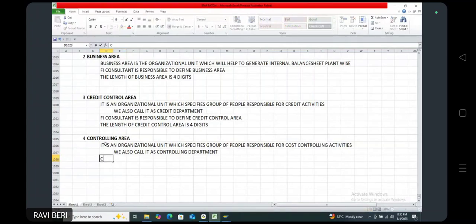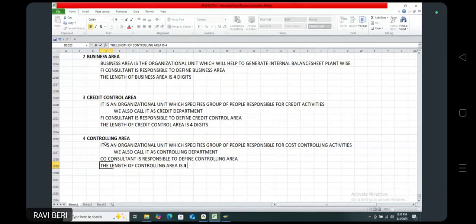Okay. The CO consultant is responsible to define controlling area. The length of controlling area is 4 digits. Okay, take this.